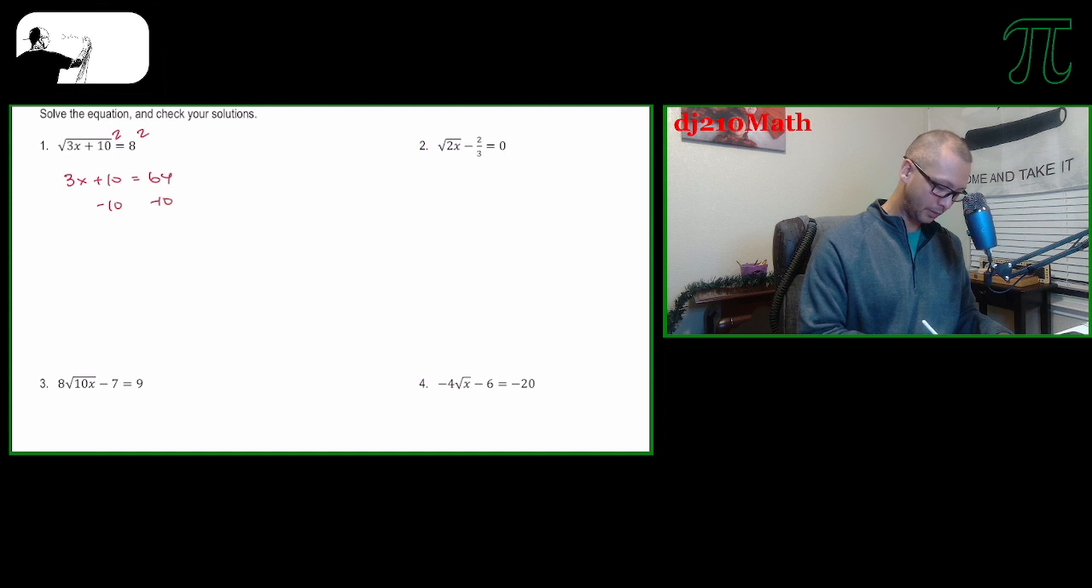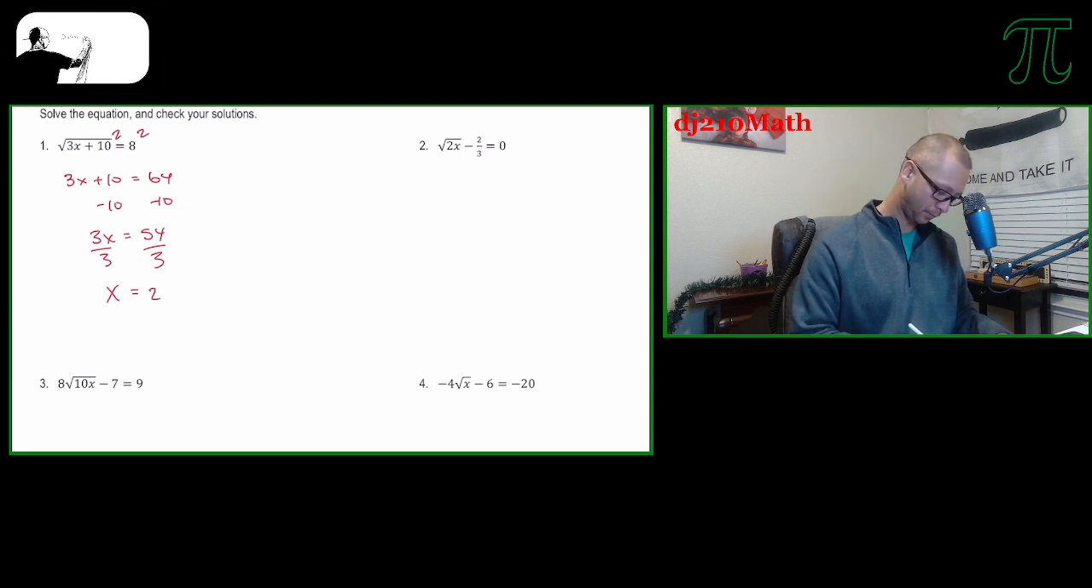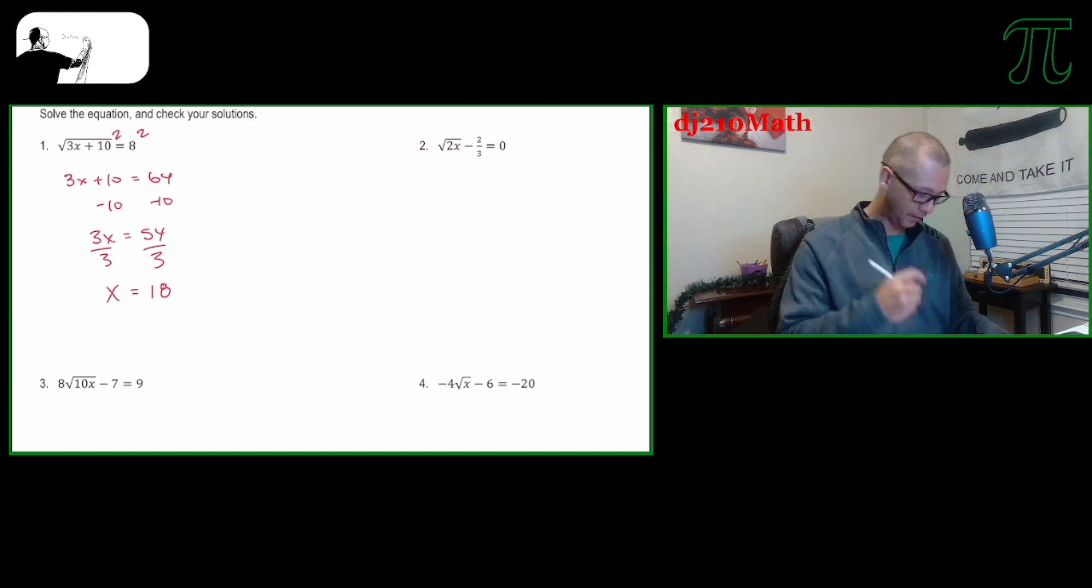Subtract 10 from both sides. 3x is equal to 54. That's divisible by 3. So x is equal to 18. Right, 3 goes into 5 once, then 3 goes into 24 8 times. So x is equal to 18.